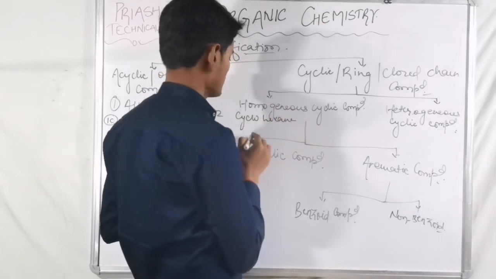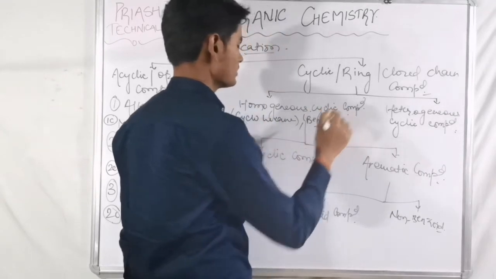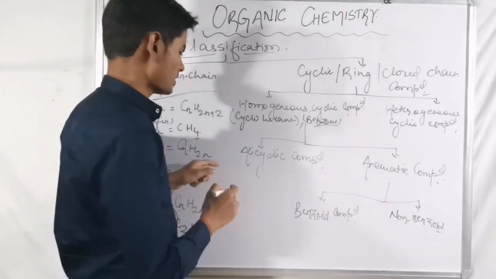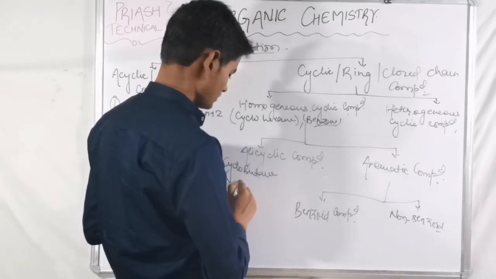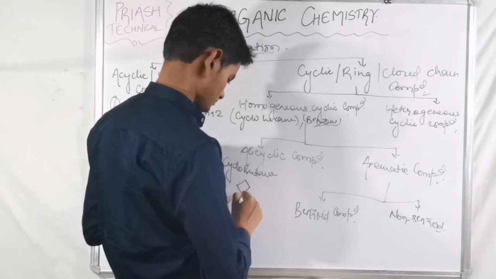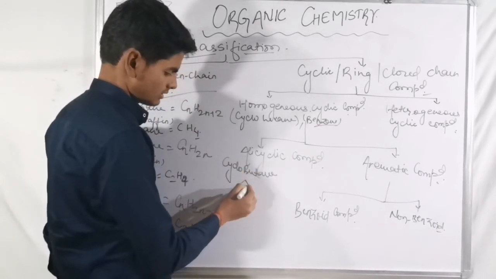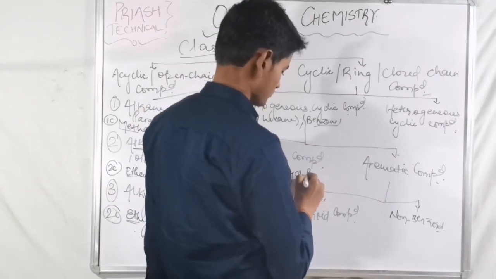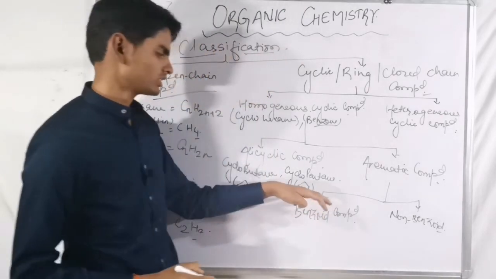Now examples of homogeneous cyclic compound, that is cyclohexane and benzene. Again, on the basis of homogeneous we have divided two categories, alicyclic and aromatic compounds. Alicyclic example is cyclobutane. Its structure is like that. It's in closed form, that is in cycle form, and it has 4 carbons. That's the symbol of cyclobutane. Cyclopentane, its structure is like this.